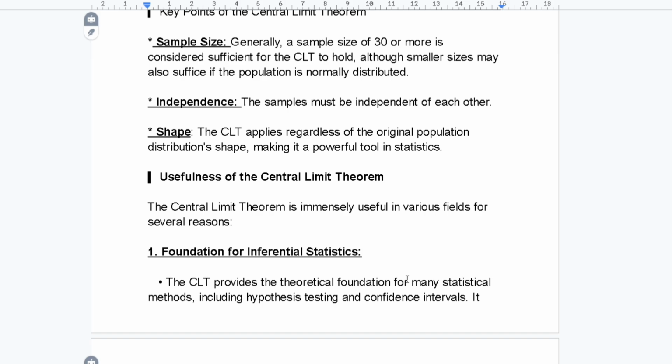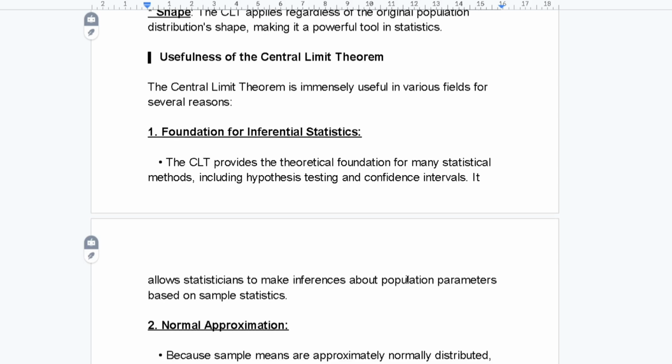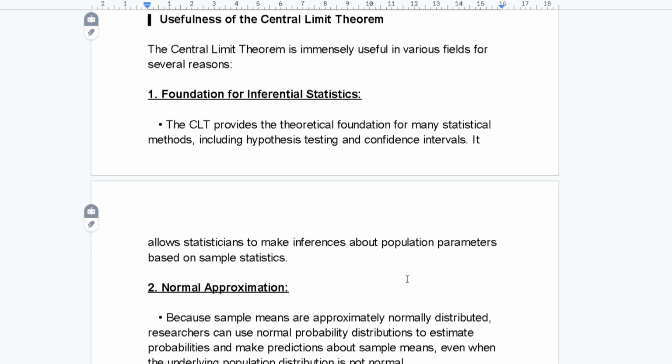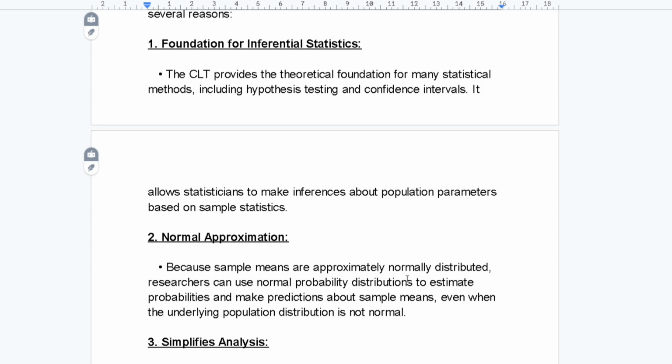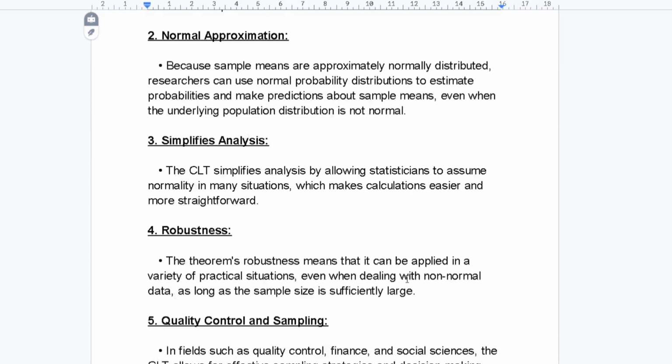Now the usefulness of the central limit theorem. It provides a foundation for inferential statistics, a theoretical foundation for many statistical methods including hypothesis testing and confidence intervals. It allows statisticians to make inferences about the population parameters based on sample statistics. Normal approximation: because sample means are approximately normally distributed, researchers can use the normal probability distribution to estimate probabilities and make predictions about the sample mean. Simplifies analysis: the CLT simplifies analysis by allowing statisticians to assume normality in many situations, which makes calculation easier.